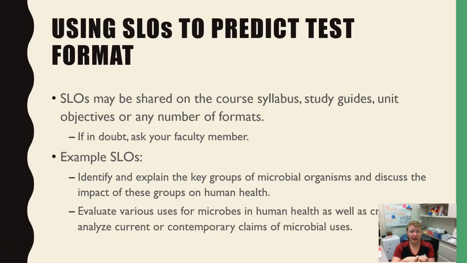Now this next one: evaluate various uses of microbes in human health as well as critically analyze current or contemporary claims of microbial uses. All right, that one's a big one, right? What tells you right away what the Bloom's level should be falling at? Evaluate. Okay, so this is one of those ones where you're going to want to prepare for those upper level Bloom's questions. This is where you're going to find an essay question on the test.